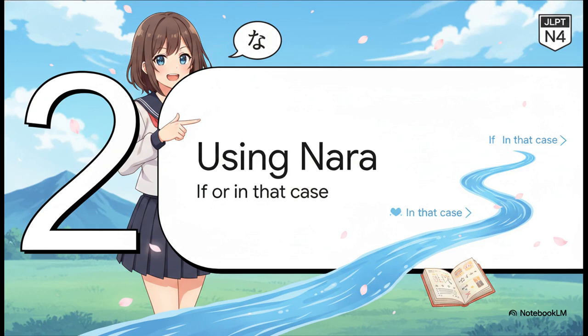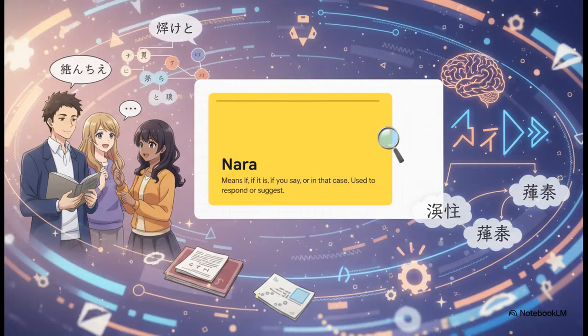Grammar 2. Using nara. How to say if or in that case. So, nara is your go-to word for if or in that case. The beauty of it is how easily it hooks up to a noun, a casual verb, or an adjective. You're going to use this all the time when someone drops a piece of info on you and you want to instantly bounce back with some advice or a suggestion.